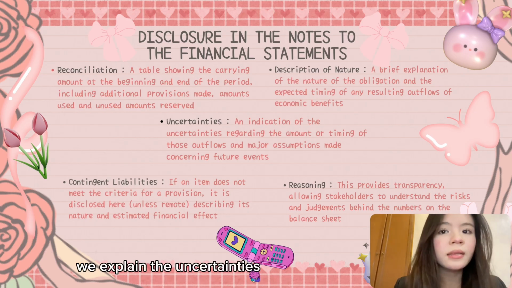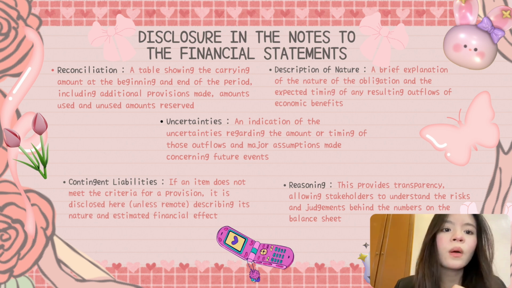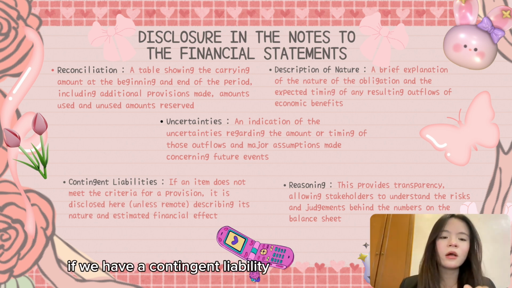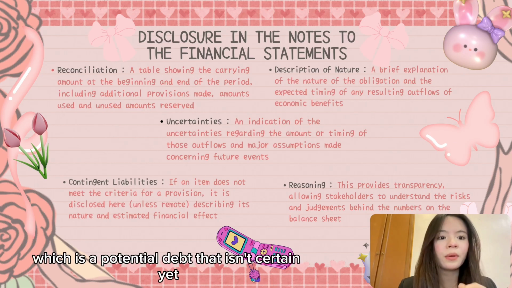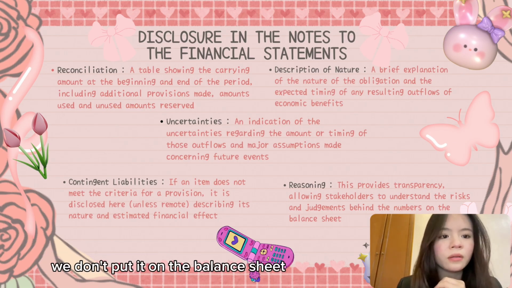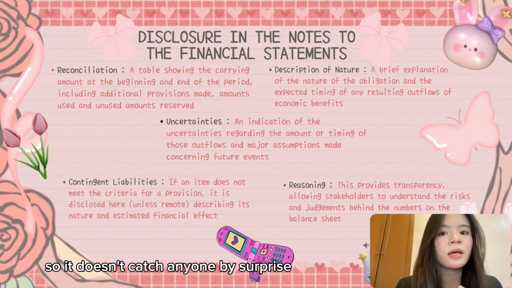We explain the uncertainties, like when exactly the payment might happen or how we calculated the amount. If we have a contingent liability, which is a potential debt that isn't certain yet, we don't put it on the balance sheet. We describe it here in the notes so it doesn't catch anyone by surprise.